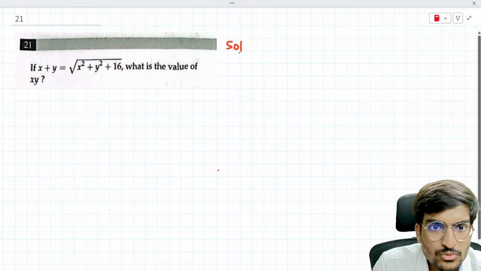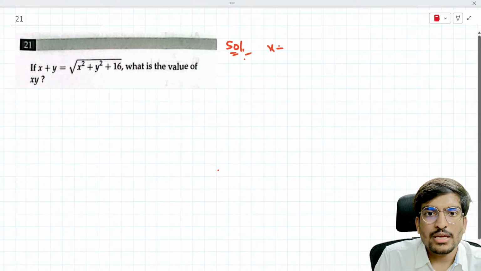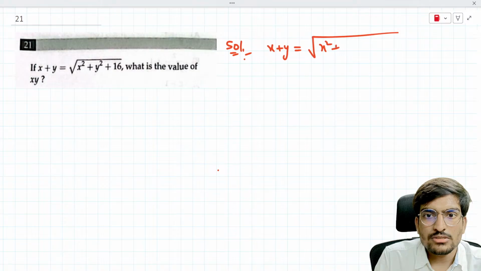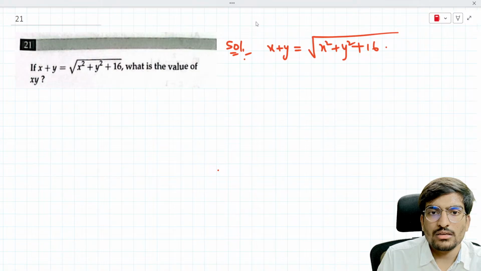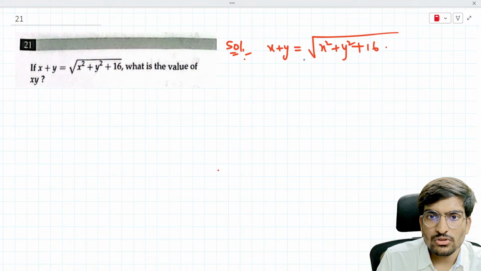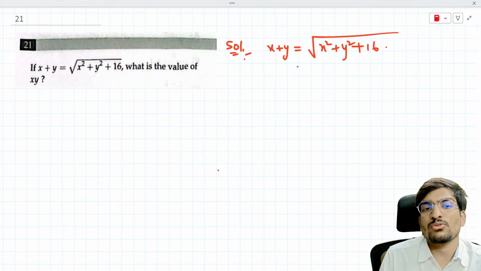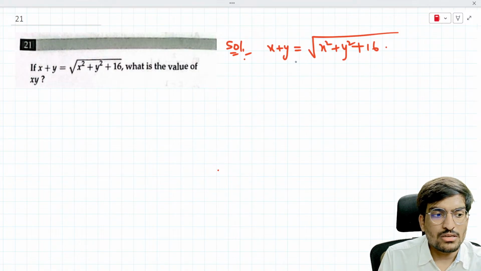Question number 21. x + y equals root of x² + y² + 16. What is the value of xy? So we need to get the value of xy. So how do we get it? First of all, we have to remove this root. That is the idea we get after watching this kind of question. Are you following?